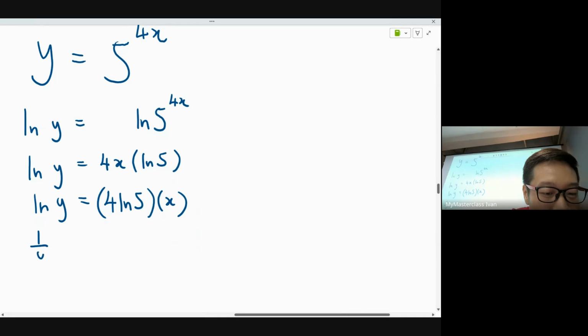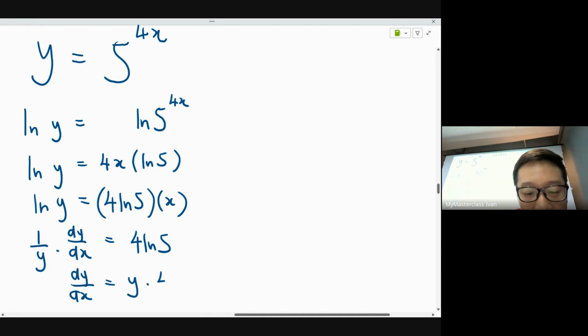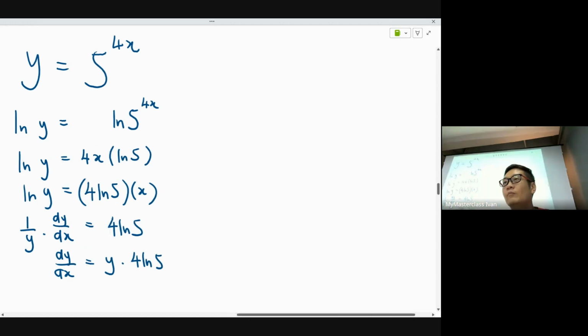So this becomes 1 over y times dy dx, equals to differentiate on the right side becomes just 4 ln 5. Then you get your answer easy. Dy dx equals to y times 4 ln 5. And that's the answer. Understand? So whenever you see x as a power, don't need to remember the formula. Just go and ln both sides to bring the x down, and then apply the implicit differentiation.